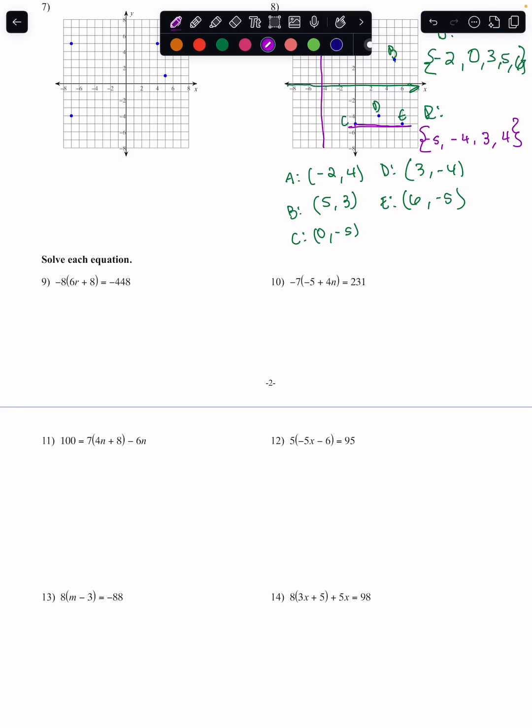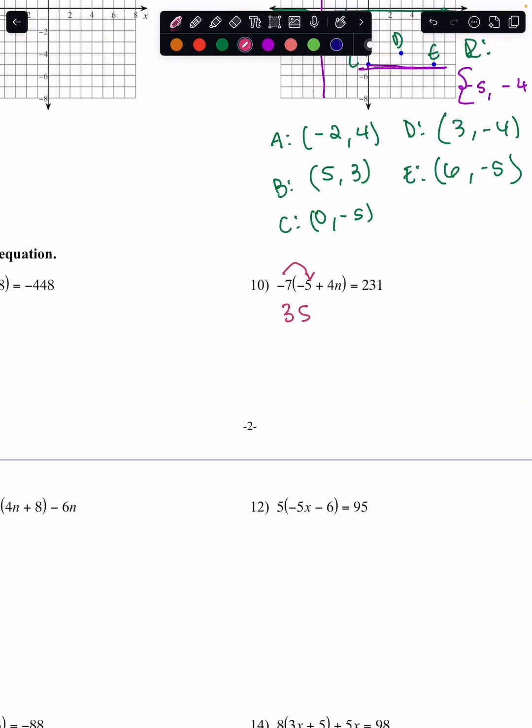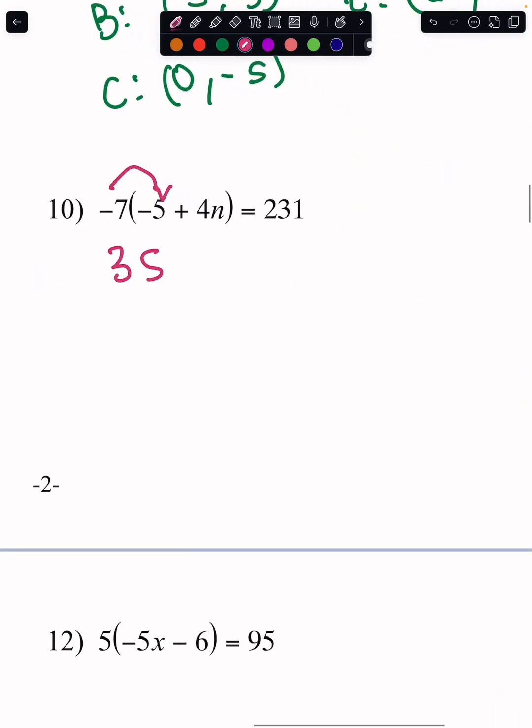-7 times -5 is a +35. Let's make this bigger. There we go. -7 times 4 is going to be a -28. N equals 231. And then I need to subtract 231. I'm sorry, I got to subtract 35 from both sides.